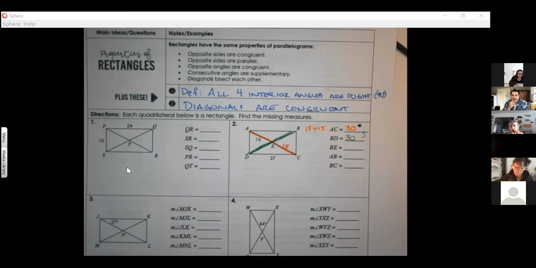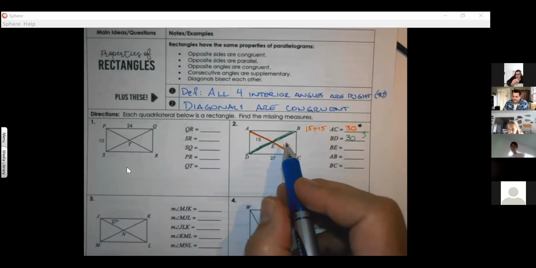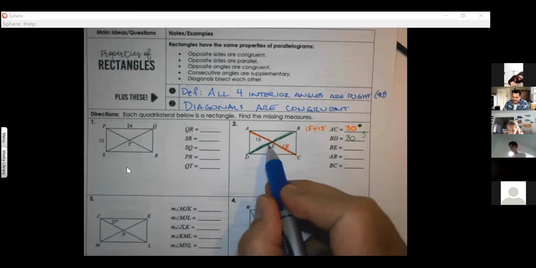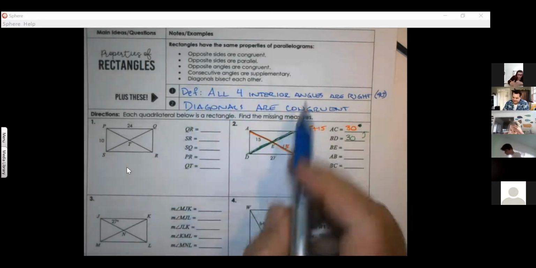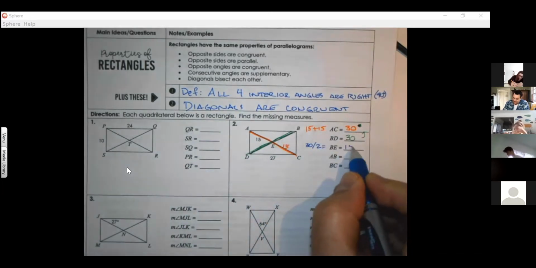Still dealing with the diagonal. Wouldn't it just be 15? Yeah, it's just half of that diagonal because now we're saying diagonals bisect each other. So we'd say I take 30 divided by 2, that would equal 15.